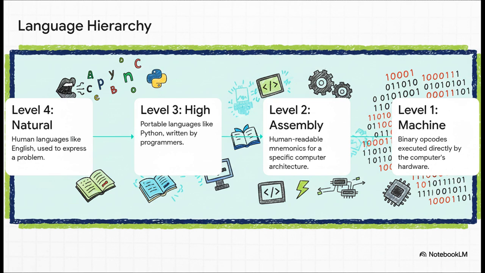Then a programmer takes that and writes it in a high-level language, something like Python. But the computer doesn't get that either. So that gets translated down another level to assembly language. Now we're getting warmer. This is much closer to what the hardware understands. And then finally, at the very bottom, you have machine language. We're talking pure ones and zeros. That's it. That's the only thing the computer truly understands.